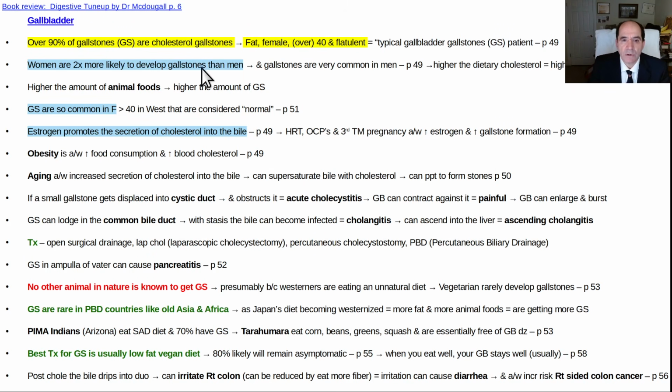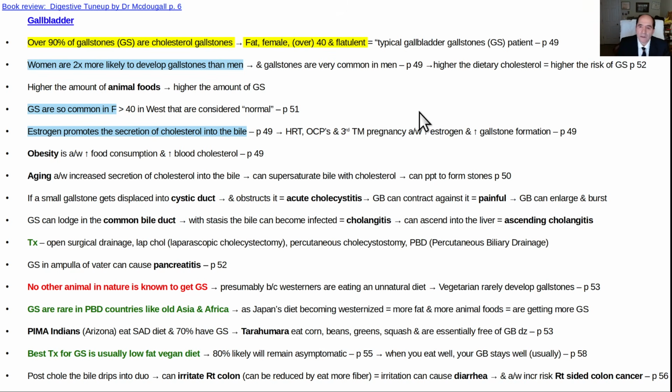Over 90% of gallstones, GS for gallstones, are cholesterol gallstones. The stereotypical patient is a fat female, 40 and flatulent, over 40. Women get more gallstones than men because the estrogen causes more cholesterol to be secreted in the bowel, but they're really common in men. Again, I see them all day long, every day, in men and women. The higher the dietary cholesterol, the higher the risk of gallstones. The higher the amount of animal foods a person eats, the more likely they're going to develop gallstones. As a matter of fact, in the Western world, in women over 40, they're so common, they're just considered normal. And again, most of the time they're not a problem, but when they're a problem, they can be quite painful.